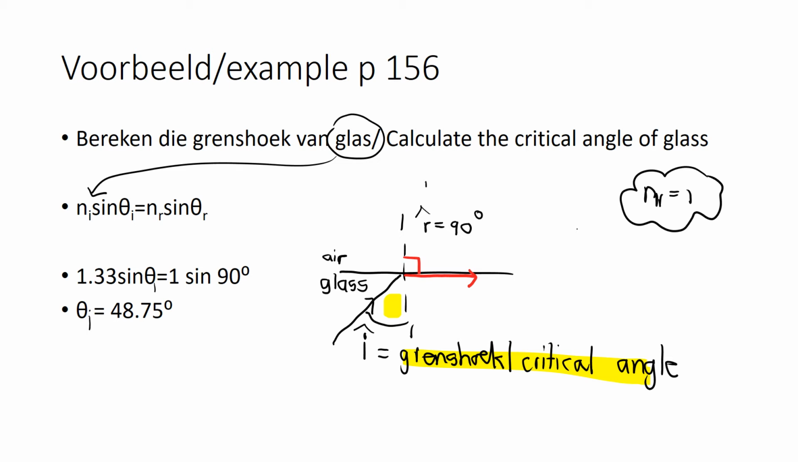The refractive index of glass is equal to 1,33, you get it in the table, times the sin of your angle of incidence is equal to 1 sin of 90 degrees.